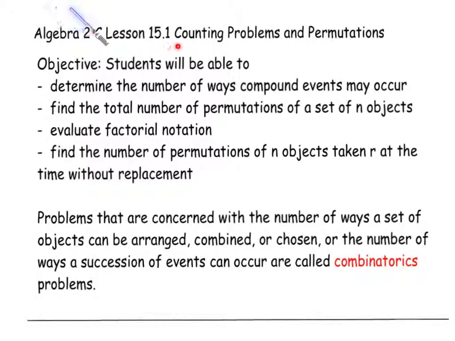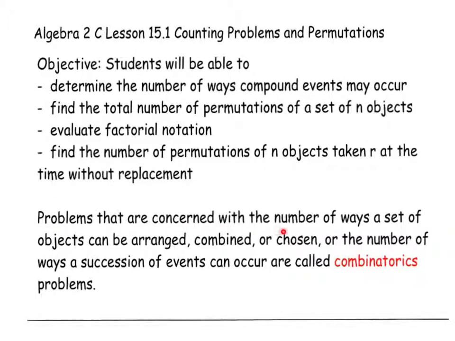Today's lesson is about counting problems and permutations. You will be able to determine the number of ways compound events may occur, find the total number of permutations of a set of n objects, evaluate factorial notation, and find the number of permutations of n objects taken r at a time without replacement.